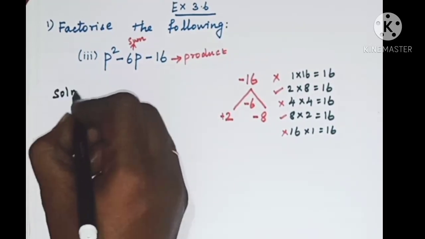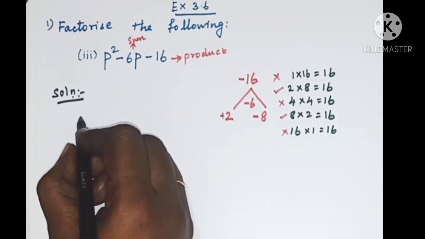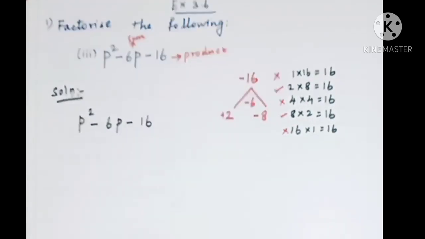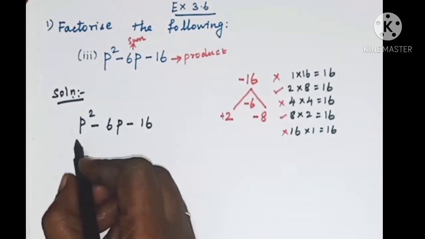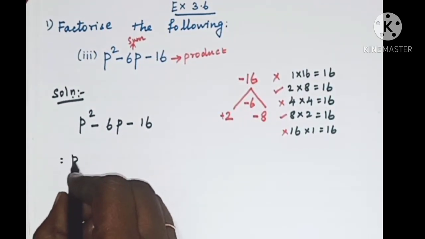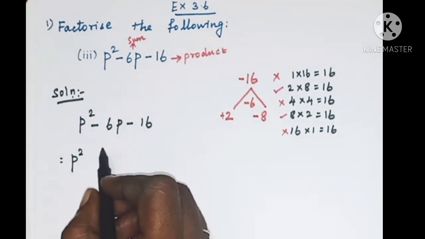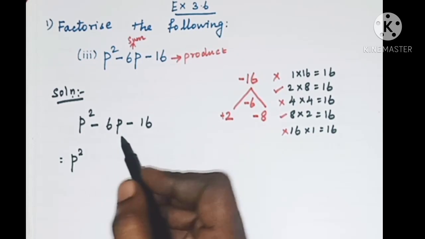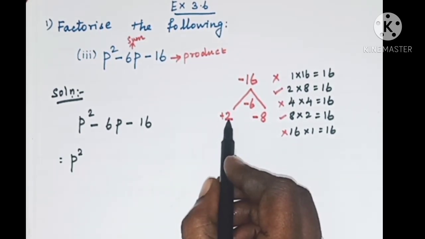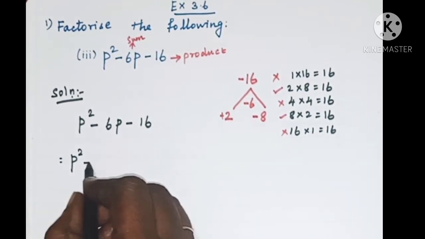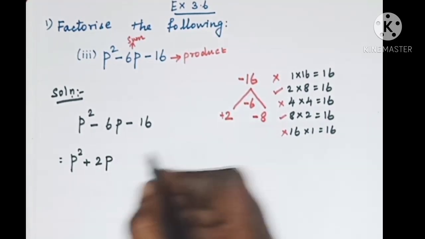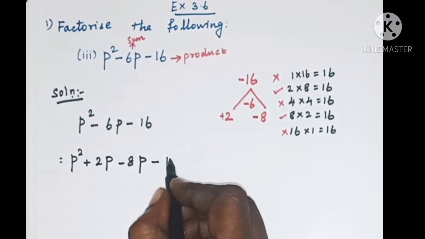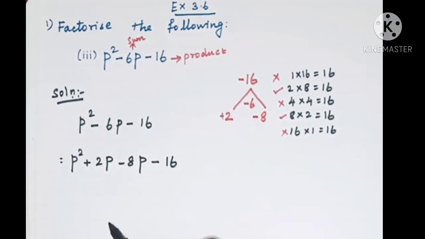Now the solution is: write that expression once again, p square minus 6p minus 16. Now write that first term as it is, p square. We should split the middle term into two terms. So the middle term is 6p, and we found the two numbers 2 and minus 8. So write this as plus 2p and minus 8p, and write the last term as it is, minus 16.